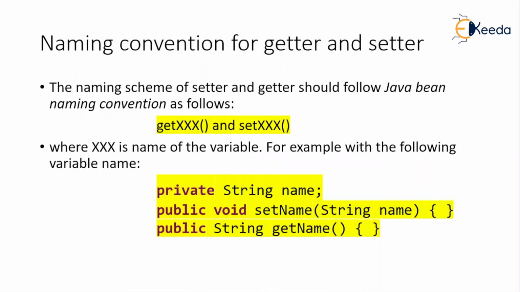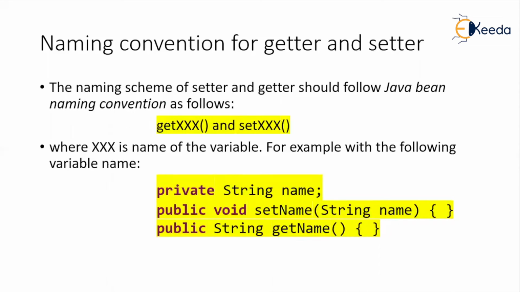Now, what will be the syntax or what will be the naming convention utilized for defining these setters and getters? Whenever there is a setter method, it will always start with set, and whenever there is a getter method, it will always start with get. Remember that these are not keywords. This is the coding convention, and XXX over here specifies the name of the variable, where we will be following the camel case coding convention.